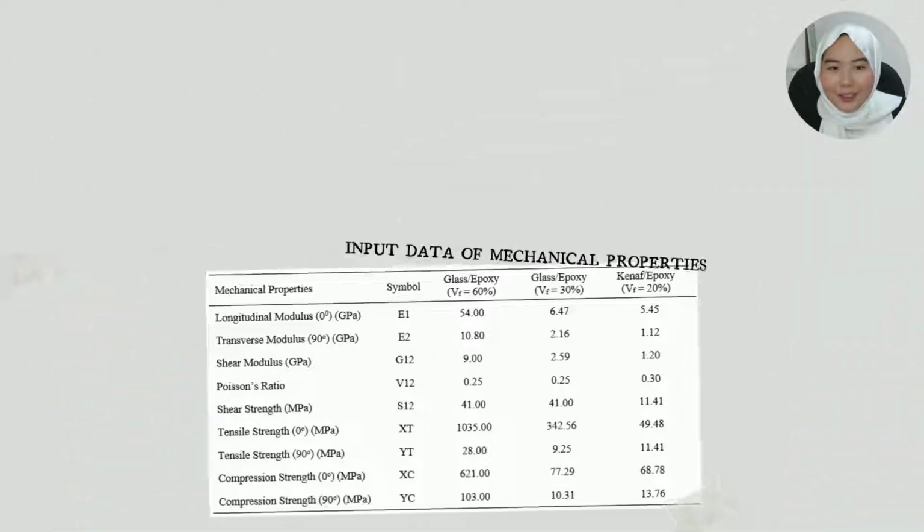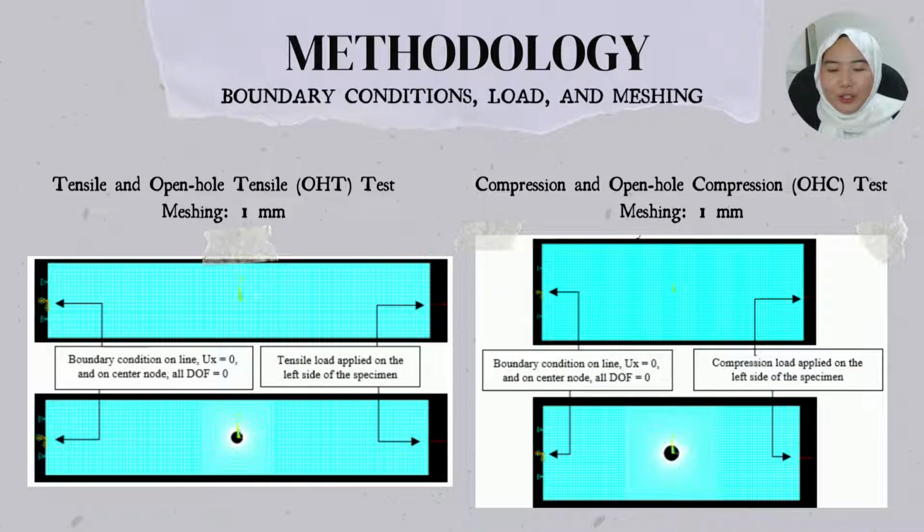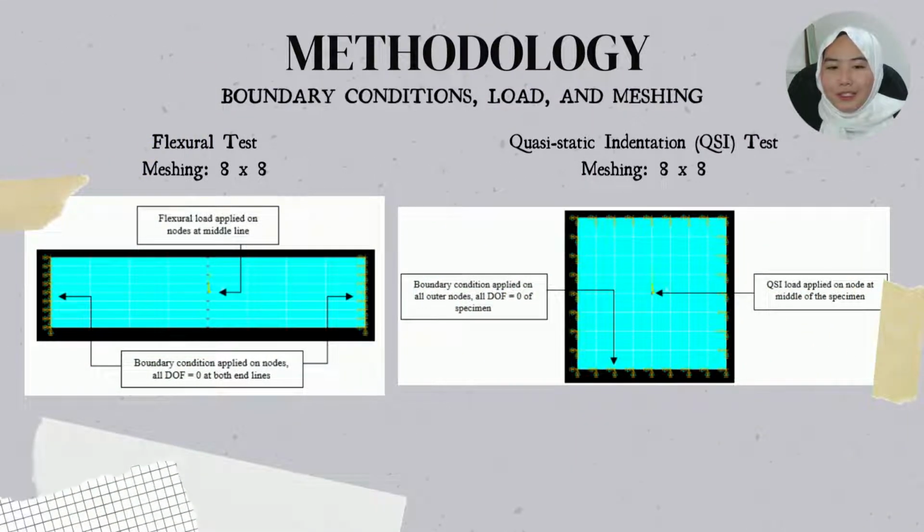This slide shows the boundary conditions, load, and meshing used in tensile, open hole tensile, compression, and open hole compression. All four tests use quadrilateral map mesh with the size of 1 mm. This slide shows the boundary conditions, load, and meshing used in flexural test and QSI test. Both tests use quadrilateral map mesh with a size of 8 by 8.